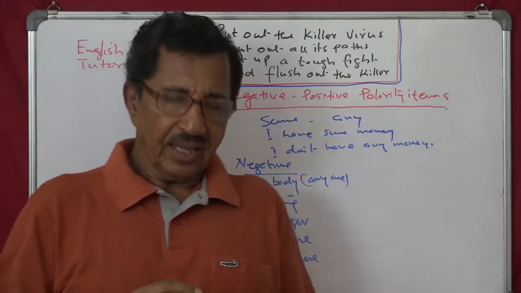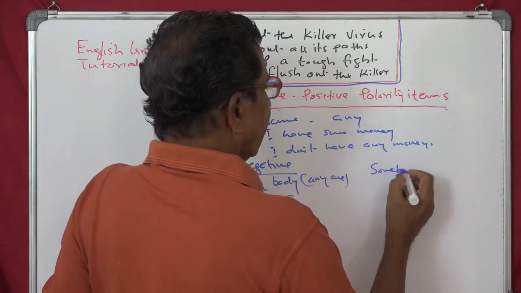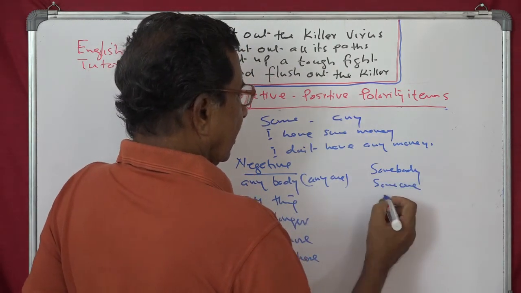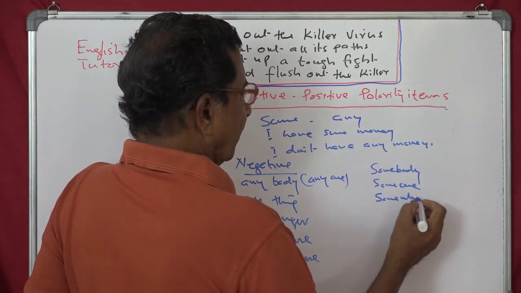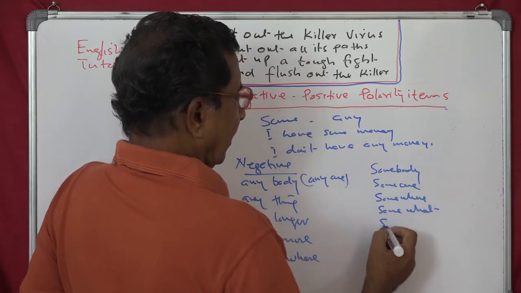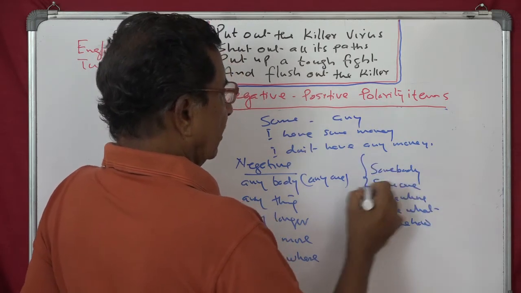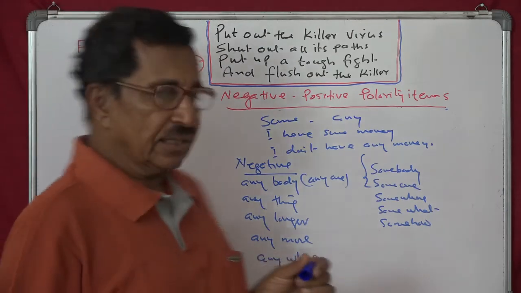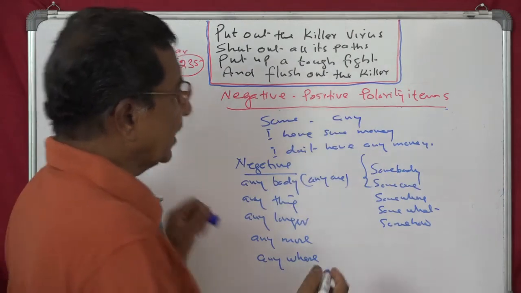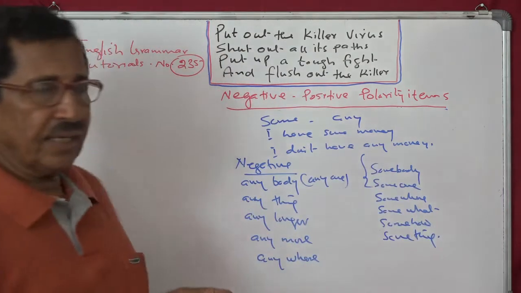Negative polarity. Positive: we have somebody, someone, somewhere, somewhat, somehow, something. So these are positive polarity items.